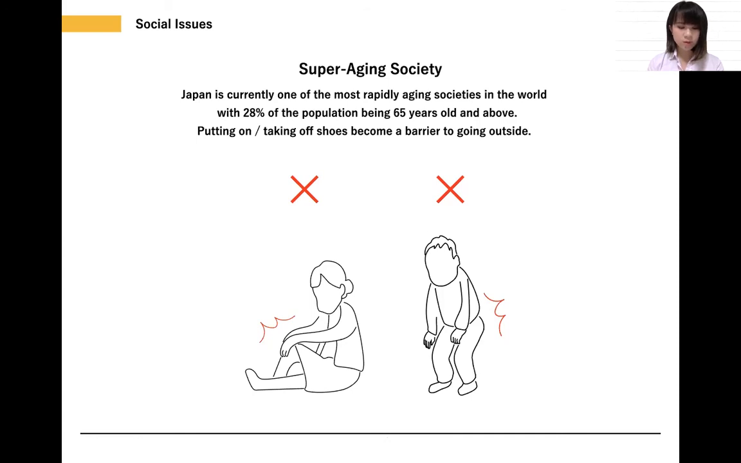Japan is currently one of the most rapidly aging societies in the world, and according to 2019 estimates, about 28% of the population is 65 years old or above. Senior citizens tend to stay home and do not go outside very often, and we believe that one of the reasons is because it is difficult for them to change shoes. Putting on and taking off shoes requires bending over, and this is not easy for many seniors who have weak muscles and bones. Frequent bending over can also cause back pain and aches, and avoiding this can lead to more issues, such as lack of exercise and social withdrawal.